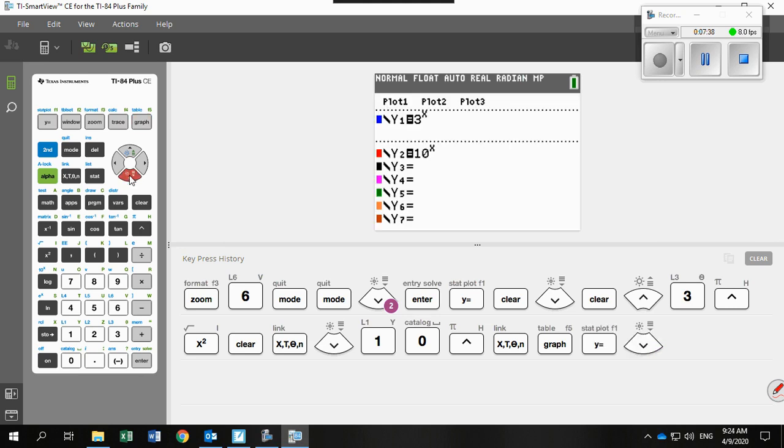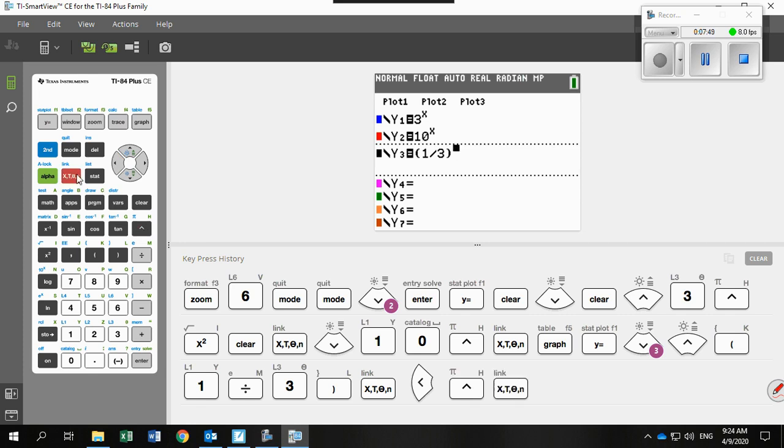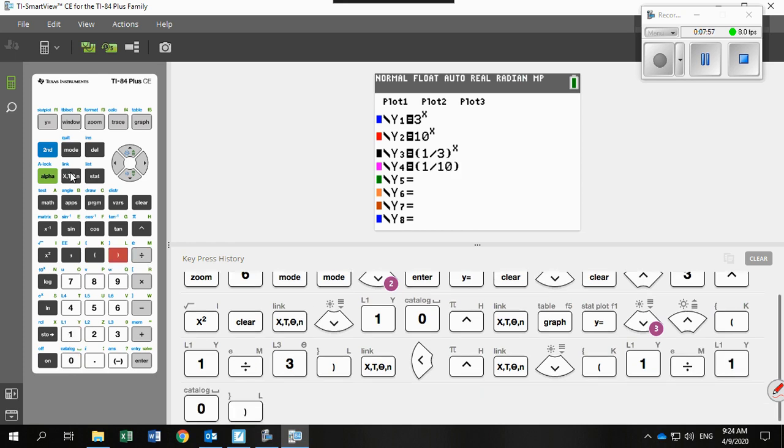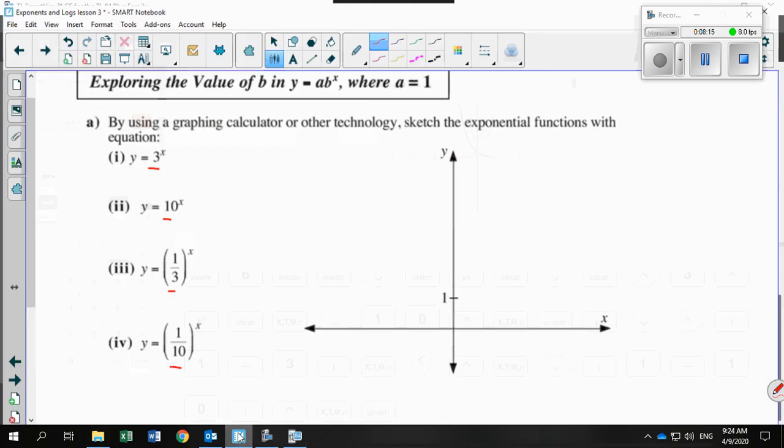Now let's plug in the other two graphs. So we have brackets 1/3 to the power of x, and then we have 1/10 to the power of x. And we're going to see what happens to those two. So we see a decay, there it is, and then we're going to see a steeper decay with the purple one. And as you notice, the greater your base is, so the bigger the whole number, the steeper your graph is. So it's going to grow exponentially quicker.